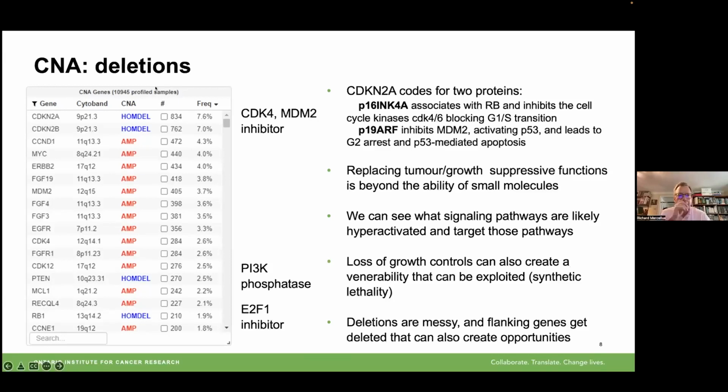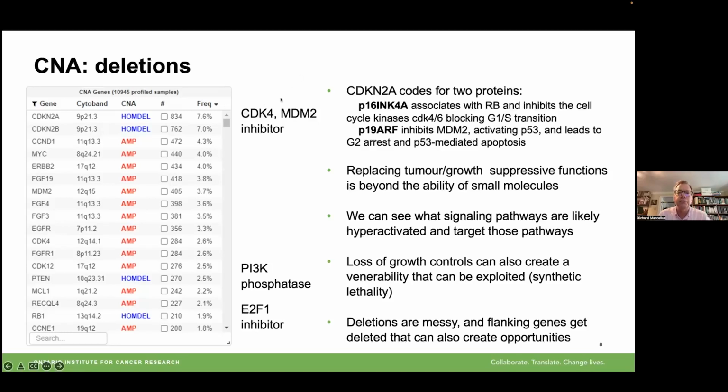Now, the most common homozygous deletion you see in cancer across most types actually is CDKN2A. So that locus, 9p21, that gene actually codes for two proteins. One of them is a CDK4 inhibitor, so p16INK4a is a CDK4 inhibitor, and p19ARF inhibits MDM2. So both functions restrain the cell cycle at the G1/S interface.